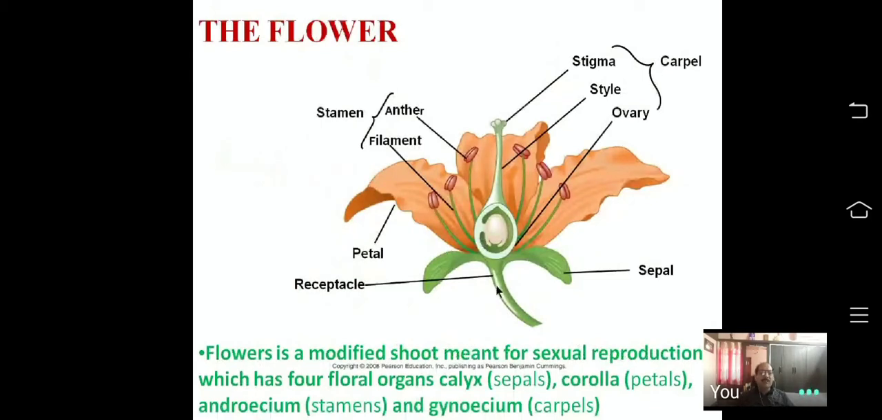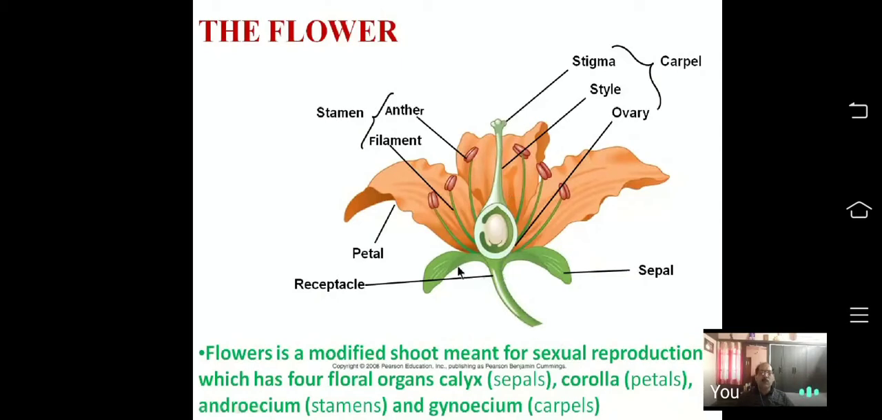The stalk of the flower is called a pedicel, and the terminal part is called the receptacle. A receptacle ends with a knob-like structure called the thalamus. Over the thalamus, there are four whorls: calyx, corolla, androecium, and gynoecium.